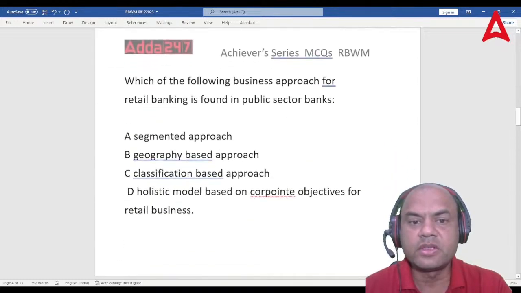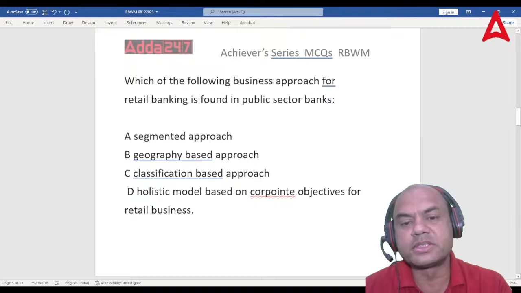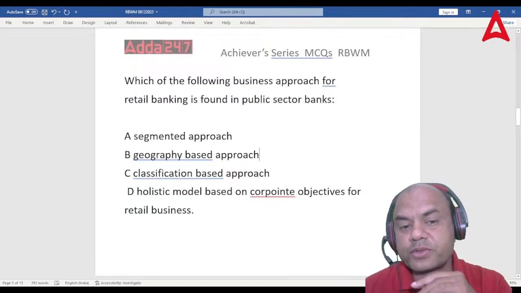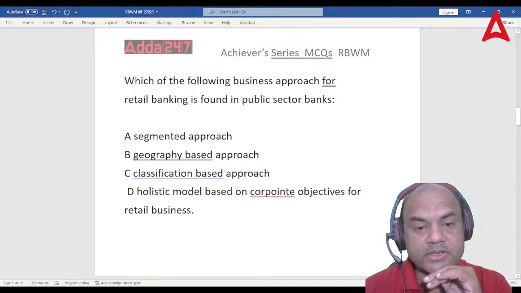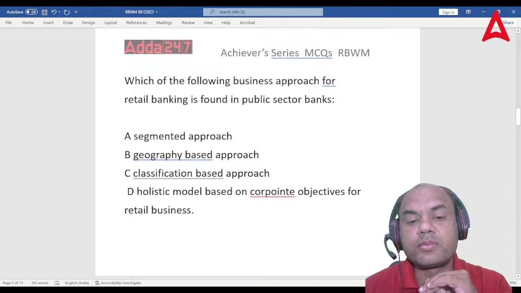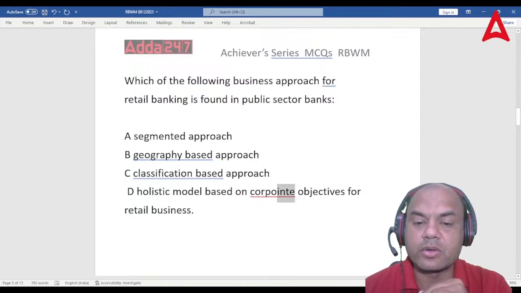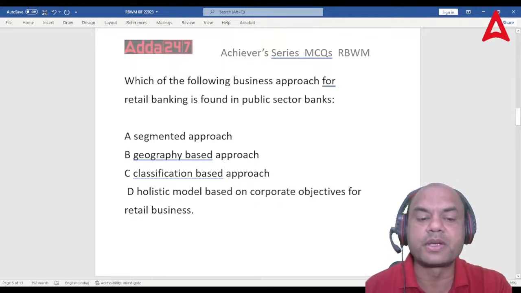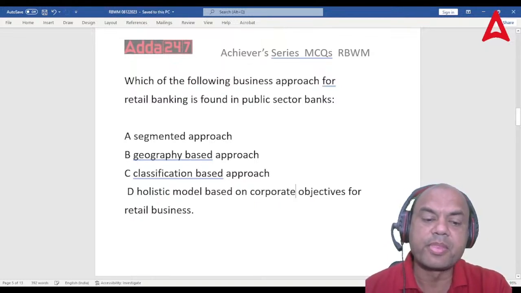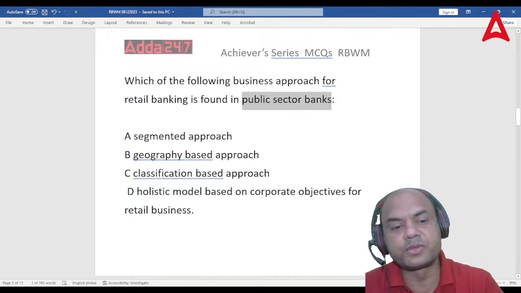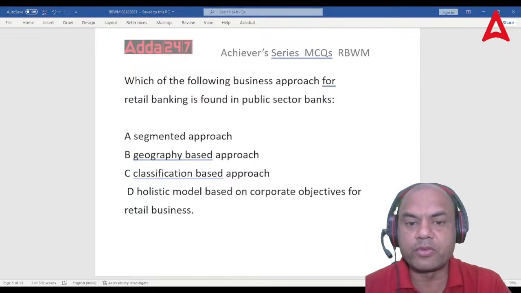Next one. Which of the following business approaches for retail banking is found in public sector banks? Now you will get confused over here. Look at this: segmented approach, geography-based approach, classification-based approach, and holistic model based on the corporate objectives of the retail business. So which approach is used by public sector banks? Many of you will get confused over here.